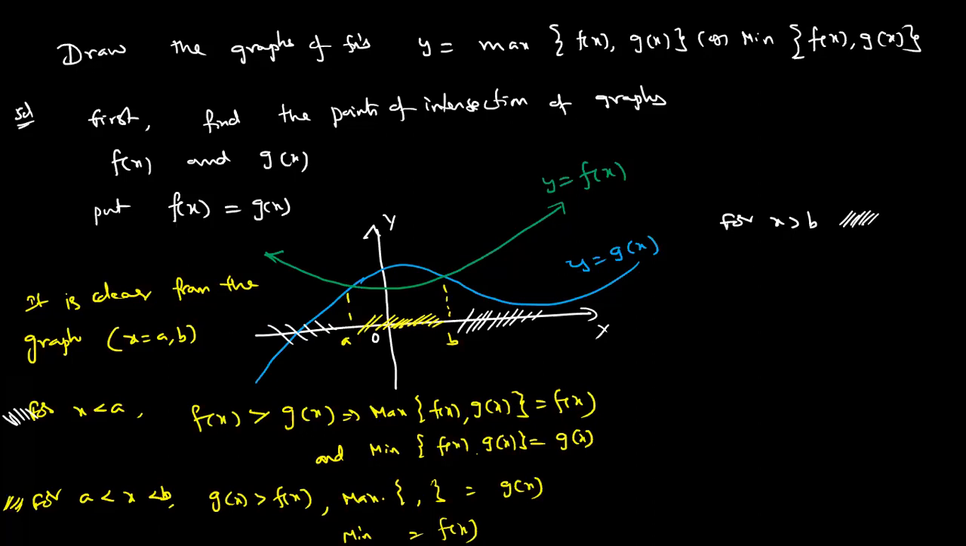x greater than b. What is the case? Which one is the greatest? Greater than b means what here? Clearly, f of x is greater than g of x. So the maximum of f of x comma g of x is how much? f of x. So the minimum is g of x.